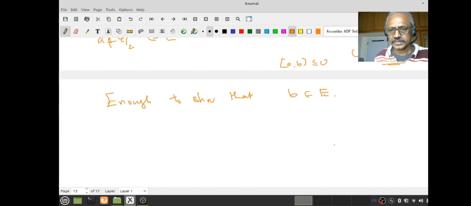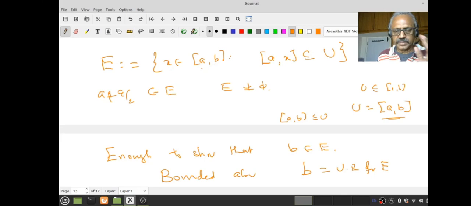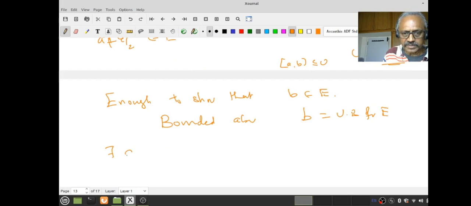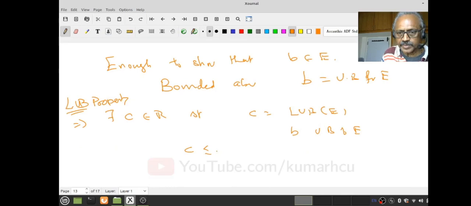Now, so E is not empty, right? And it's bounded above, because B is an upper bound for E. Because every element X is in the interval AB, therefore X is less than or equal to B, right? Therefore, every element of E is less than or equal to B, therefore B is an upper bound. Therefore, by the LUB property, there exists a real number C that is the LUB of E. The first thing I want to notice is, C is the LUB of E and B is an upper bound of E. Right? Therefore, what is the relation between C and B? C must be less than or equal to B.